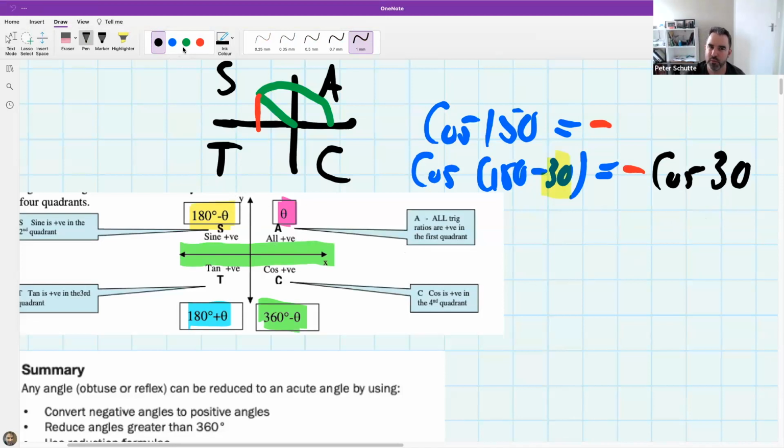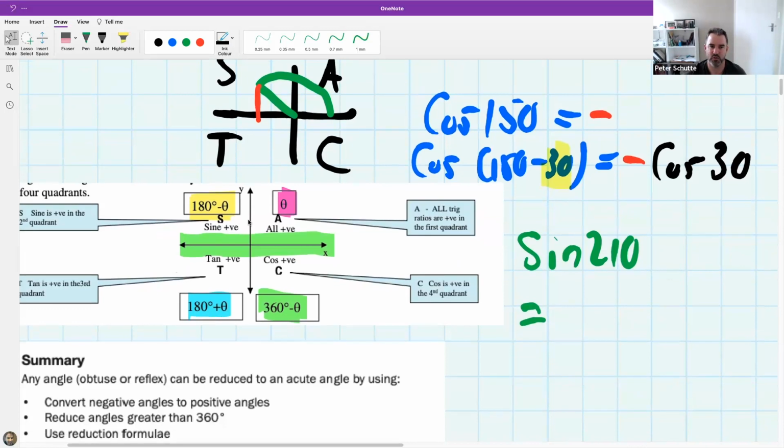Now, I'm not sure if that was super clear, so let's try another one. If I said to you, I have the sine of 210, and I want to figure out if it's positive or negative, and I want to reduce it. Could you do that for me? Tell me in the chat what you would get if you reduce the sine of 210 using the reduction formula that you can see in front of you and that you've probably learned previously. And let's just check everyone is on the same page.